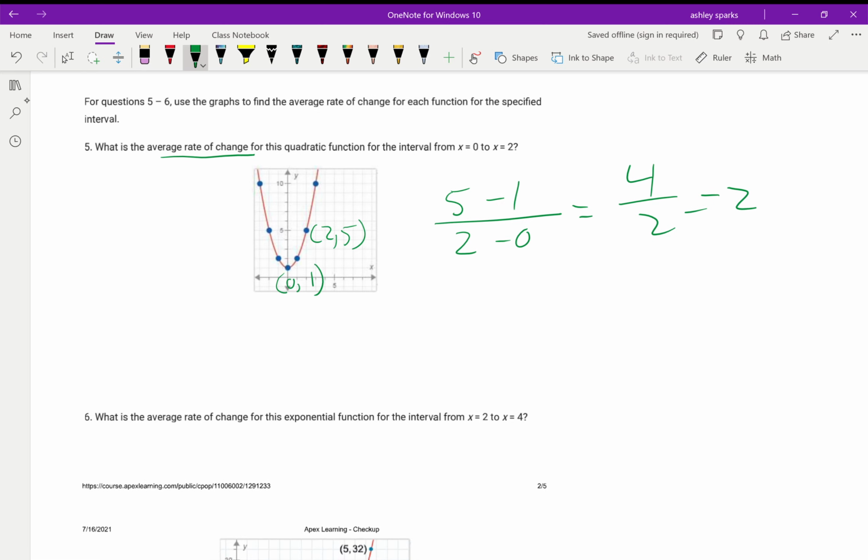And my next one wants me to do the same thing, only now we want x is 2, which we've already labeled, so we can leave that there. And x is 4, so it looks to be that we're at 10 here. Is that 3 or 4? Just double checking that I have the right point there. Oh, it looks like I've gone off my graph a little bit.